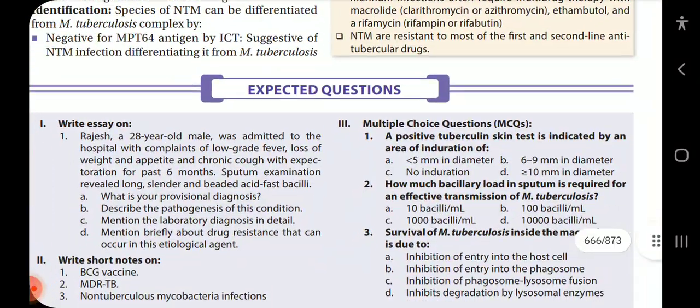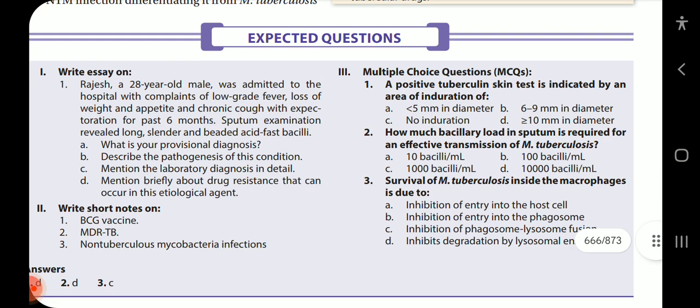Now the expected questions. First, a case. Rajesh, a 20-year-old male, was admitted to hospital with complaints of low-grade fever, loss of appetite and weight, and chronic cough with expectoration for the past 6 months. Sputum examination revealed long, slender, beaded, acid-fast bacilli. Clearly a case of tuberculosis. Okay, now the diagnosis, pathogenesis, lab diagnosis, and drug resistance, all that we can write. Now, short notes on BCG, MDR-TB, and non-tuberculous mycobacterial infection you can write.